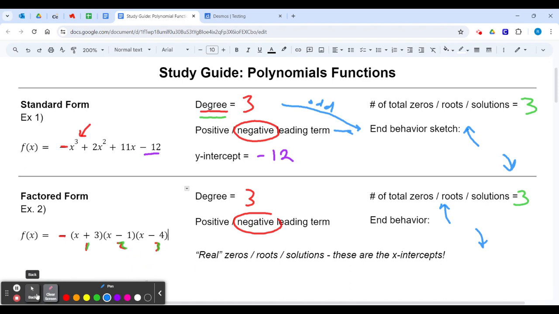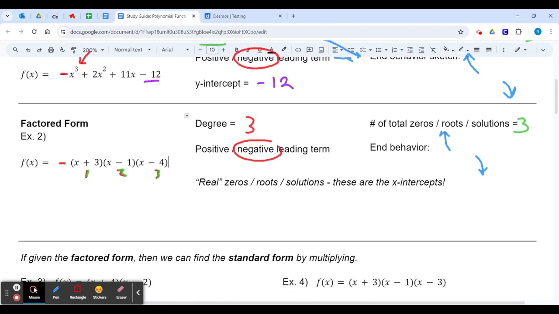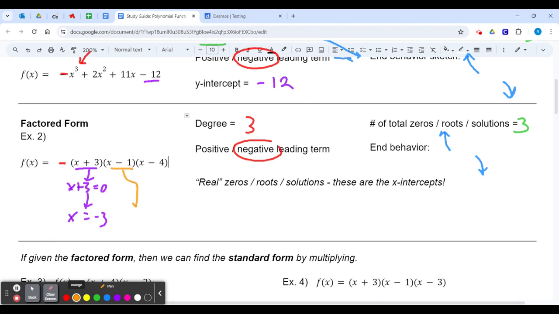And lastly, we can find our actual zeros, roots, and solutions. Keep in mind, we can only find the ones that are real. There are some instances of finding imaginary ones, which we're going to fast forward to in a little bit. But if we want to find the real solutions, we can look at each factor. If I look at x plus 3 and I set that equal to 0, that means I have a 0 at x equals negative 3. If I have a factor at x minus 1, we can flip that sign.